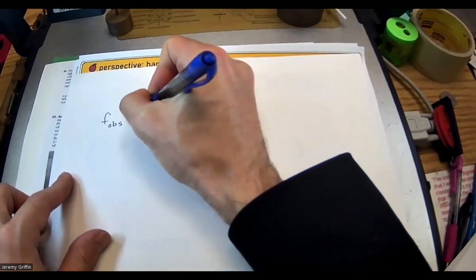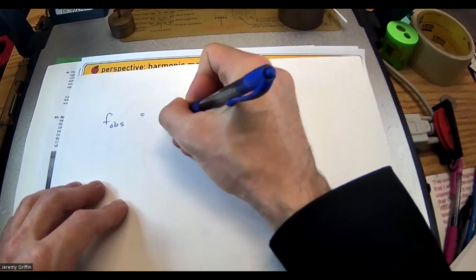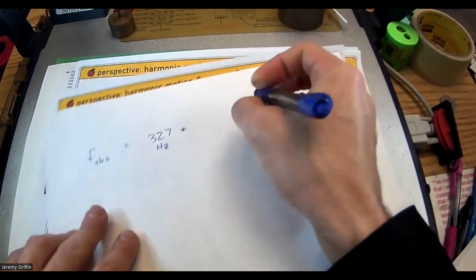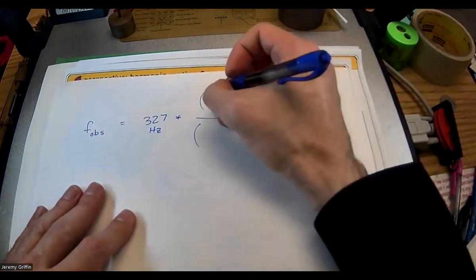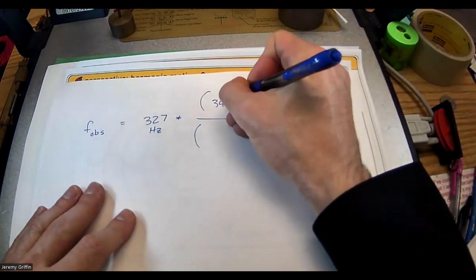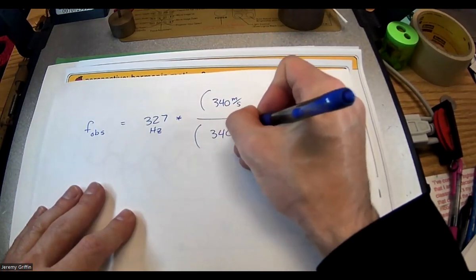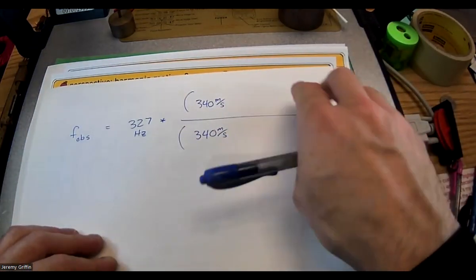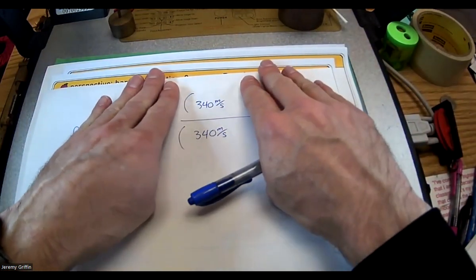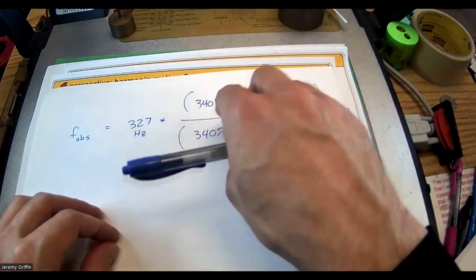So the observed frequency is the source frequency, that many hertz, multiplied by the speed of sound, and speed of sound is there and there. Notice if everybody was parked, nobody's moving, it'd be plus 0, and this ratio would just be what? 1, okay? Which means the frequency wouldn't change. The observed frequency would match the source frequency.